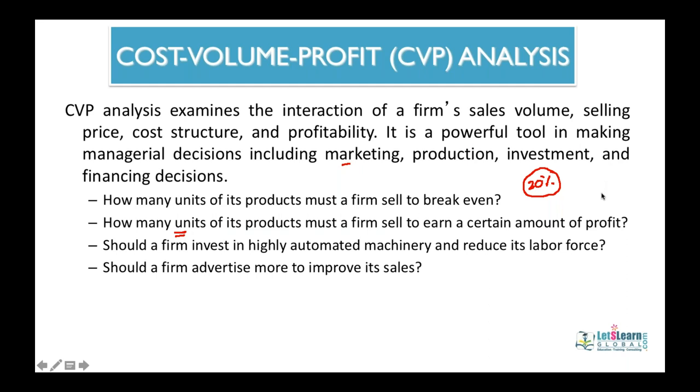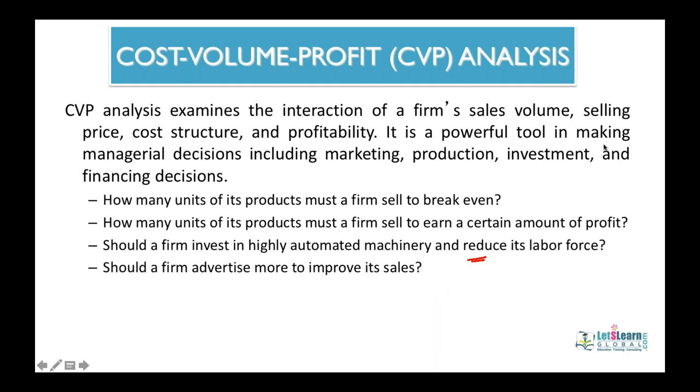If a firm invests a further certain amount, whether we can reduce the cost, like when we are automating certain activities. Earlier, it was a labor-intensive activity. Most of the work was carried out with the help of human resources. Now we are automating, like using ERP instead of standalone systems, or spending a good amount on advertisement to improve the sales, or using a robust system in our supply chain to reduce the cost. But whether it is increasing the profit or not, this type of decision can be taken in cost, volume, profit analysis.